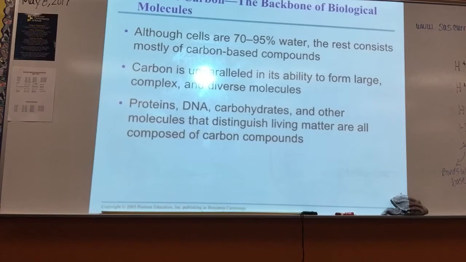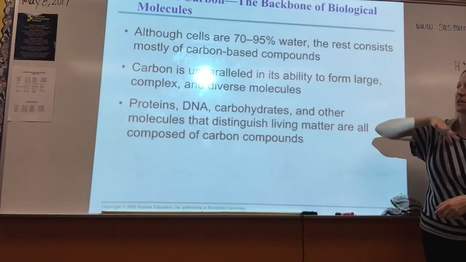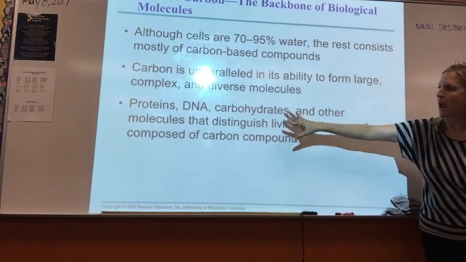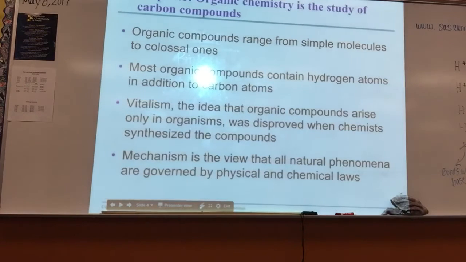And so carbon molecules, we have a wide variety of them. We're going to talk about why that is, the fact that carbon can bond with 4 different atoms, and those carbon molecules form different classes of molecules, proteins, carbohydrates, DNA, and so on. It's very, very important to do different things in our cells. So the study of carbon-based compounds is called organic chemistry.